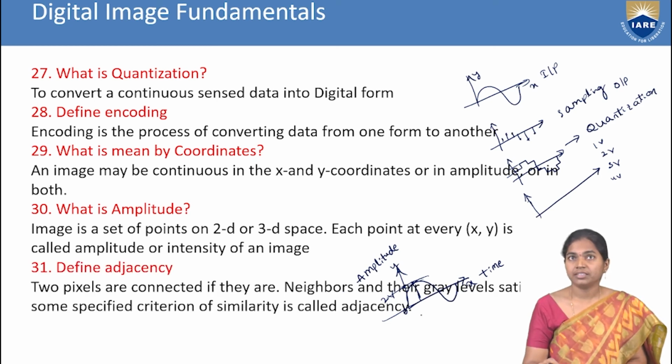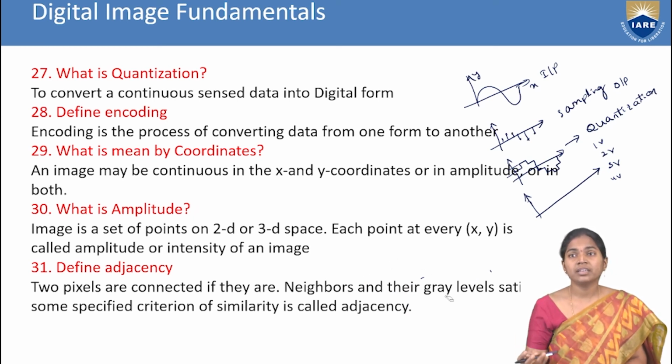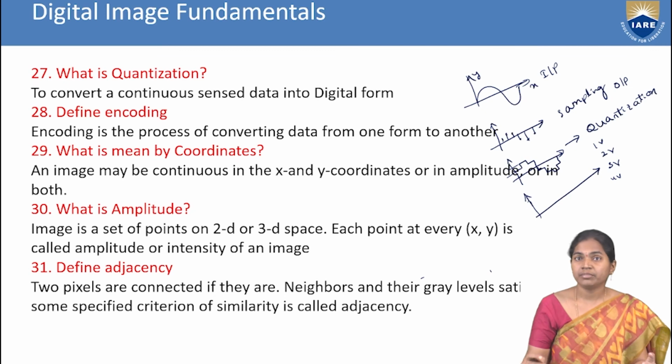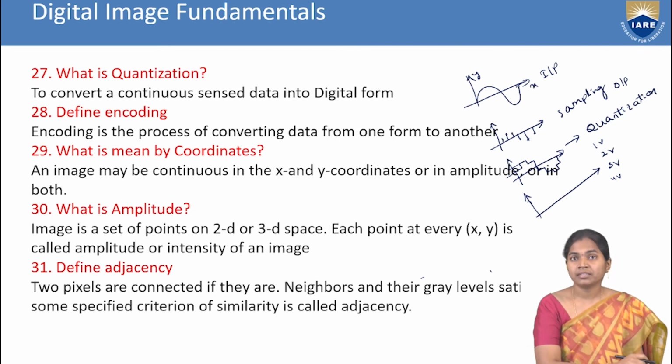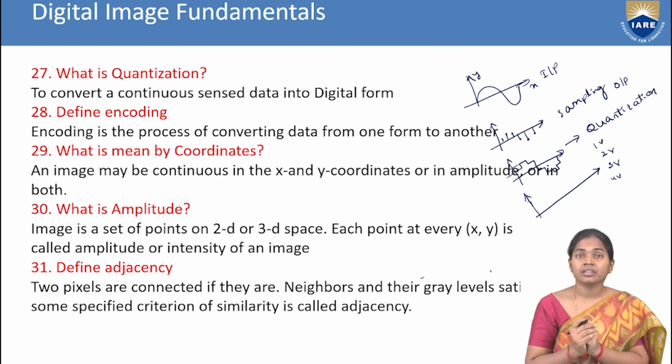Define adjacency. What is meant by adjacency? In adjacency, pixels have the same properties. Suppose we have neighboring pixels whose gray levels satisfy some specific criterion of similarity; that is called adjacency. Two pixels are connected if they have the same gray level and are adjacent pixels; then we join them. In an image we have a number of pixels, for example 1024 pixels. Among them, those pixels with the same gray level that are adjacent are joined.